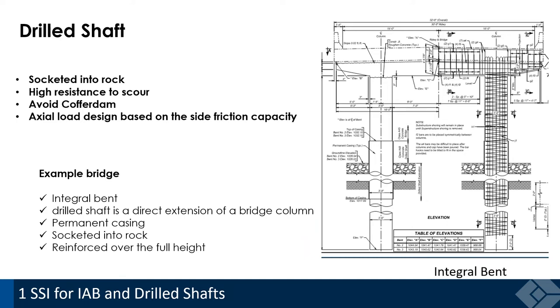The second soil structure interaction feature of this bridge is the drilled shafts. Drilled shafts have some unique advantages. Normally, the DOT or other agencies require that the drilled shafts be socketed into rock so they can effectively carry large lateral and vertical loads. And secondly, the drilled shafts stand up to the most demanding environmental conditions. They have a high resistance to scour, and they do not need a cofferdam for construction. So in the case where scour is a critical issue or a cofferdam is not feasible, the drilled shafts may be a solution.